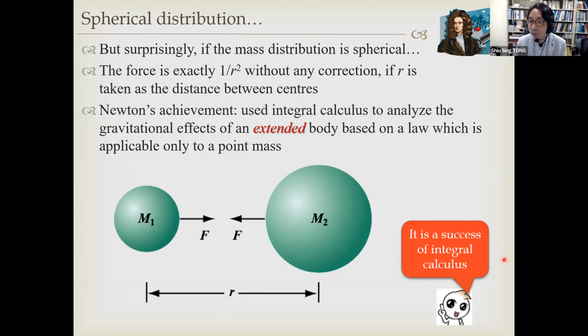So that is a success of integral calculus. Now, for this course, I don't want to confuse you with difficult mathematics, so I will skip the general proof. But I just want to discuss with you some of the important consequences of this law. With this law, we are able to calculate the gravitational force of any spherical body, and as a result, we can understand the motion of the planets around the sun, the motion of satellites, and the motion of the moon around the Earth. All these phenomena can be understood by using this special situation.